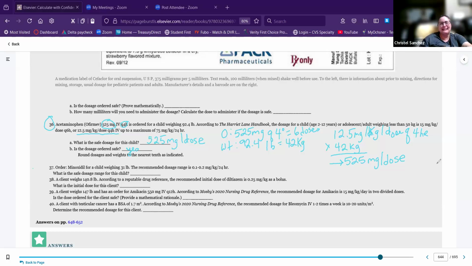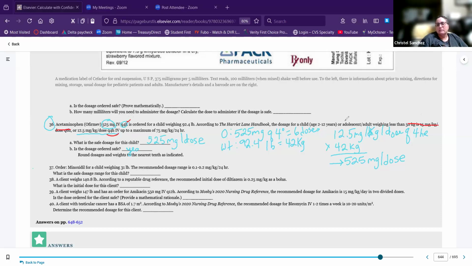Okay, from what I wrote on here, let me just go over it real quick. Our order is the 525 every 4 hours. We have our weight of 92.4 pounds, which we converted to 42 kilograms. Now they gave us two dose ranges here. We're going to use the one that is most closely related to our order. This order was every 4 hours, so I want to use the recommended range for Q4. I don't have to do anything with this other one, the 50 kilograms, because it's for Q6 hours.